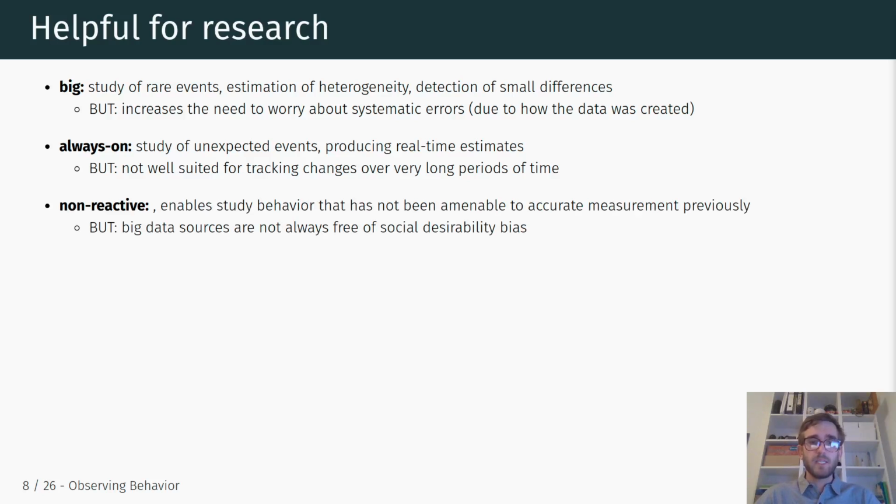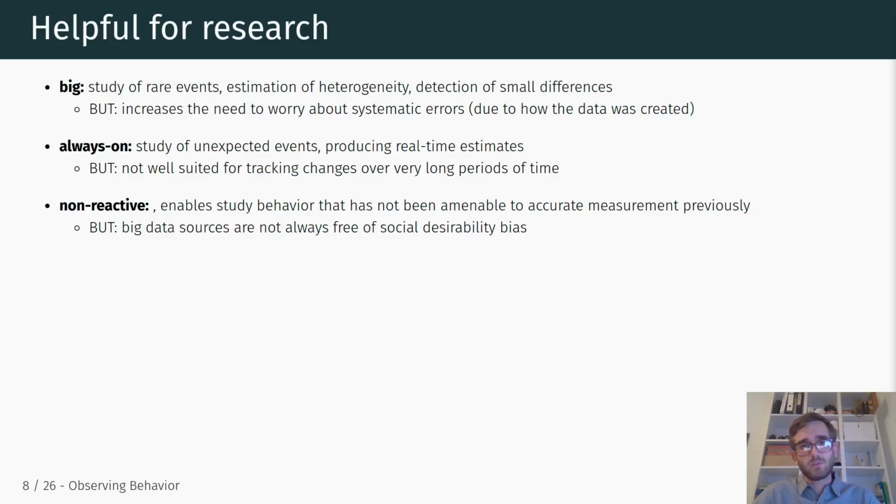The last big advantage of big data sources is that they're non-reactive. What we mean by that is that a lot of studies in the social sciences, when they're based on surveys or, for example, lab experiments, usually involve studying people who are aware that they're being studied. For certain types of behavior, that might be problematic, because there might be social desirability bias and people behaving differently because they know that they're part of a study.